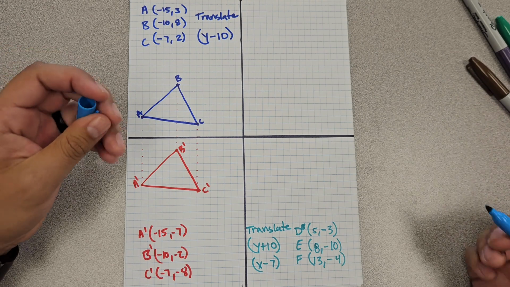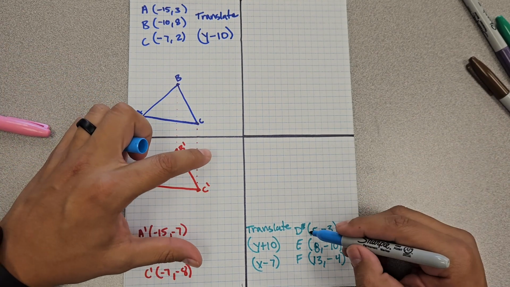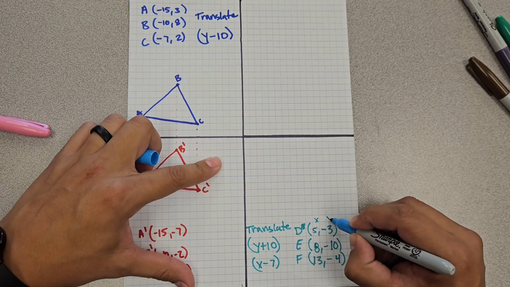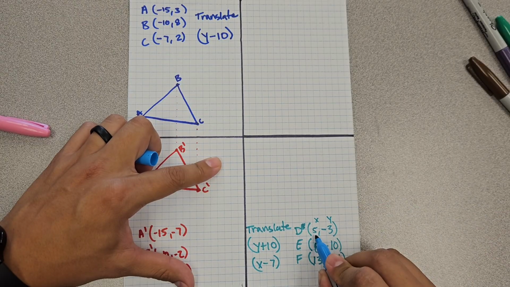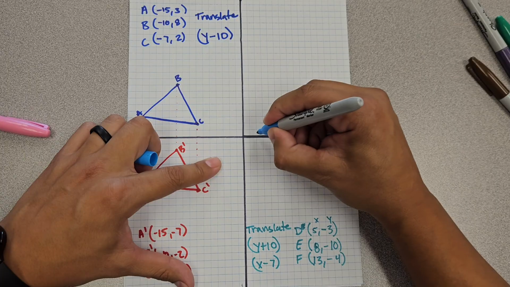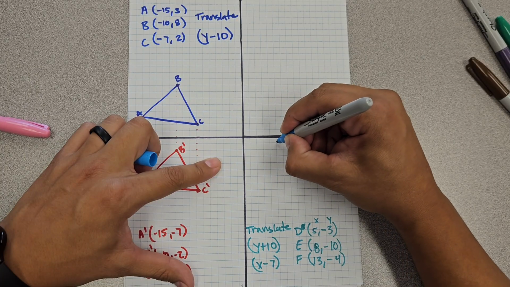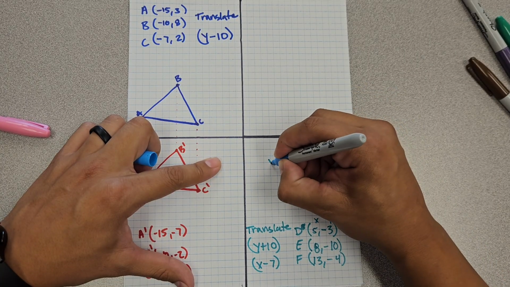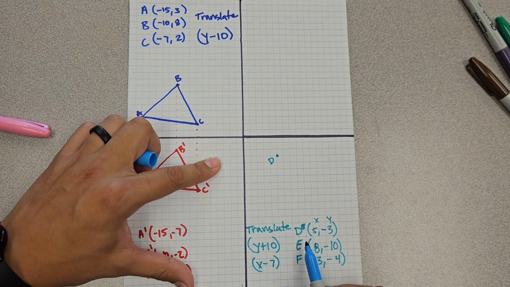Okay, now that we're back, let's go ahead and graph these. Remember, this is my x and this is my y. It says right 5, down 3. So we're going to go right 1, 2, 3, 4, 5, and then down 1, 2, 3. That's my D coordinate there.